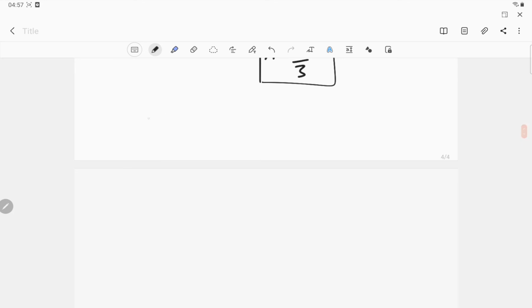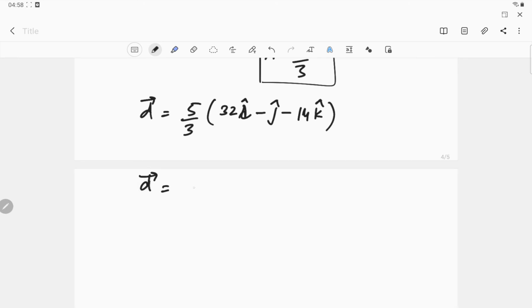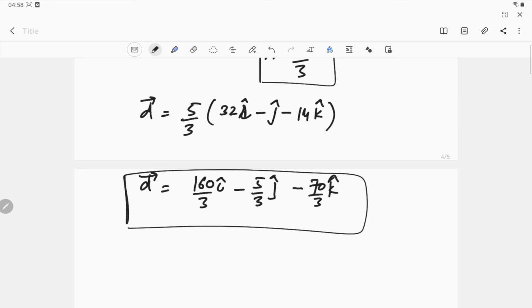This value we are going to put in d vector. So d vector will be 5 upon 3 times 32 i cap minus of j cap minus of 14 k cap. And if we multiply inside this 5 upon 3, then d vector will be 160 upon 3 i cap minus of 5 upon 3 j cap minus of 70 upon 3 k cap. This is the value of d vector. So this was another very important question from examination point of view.